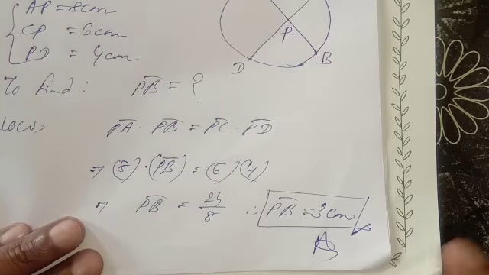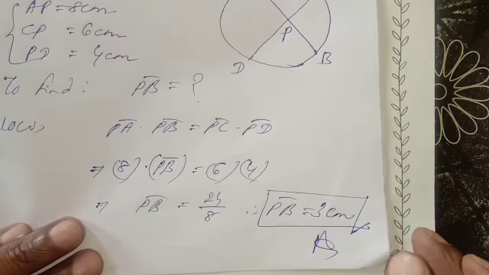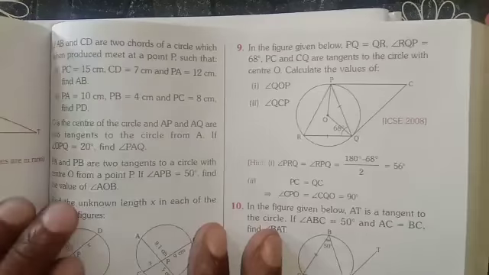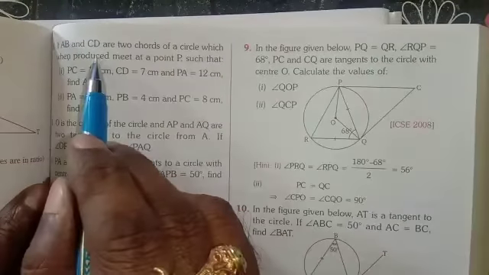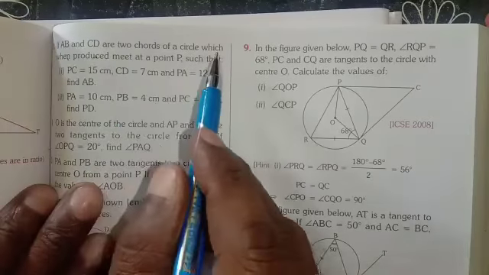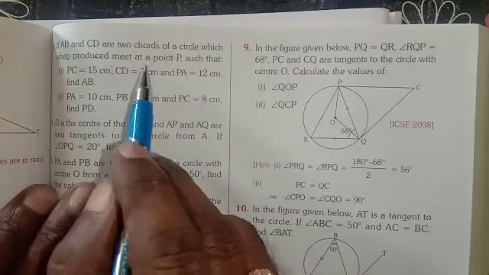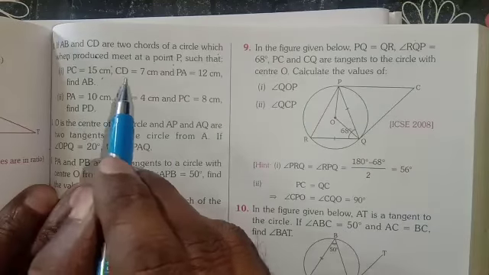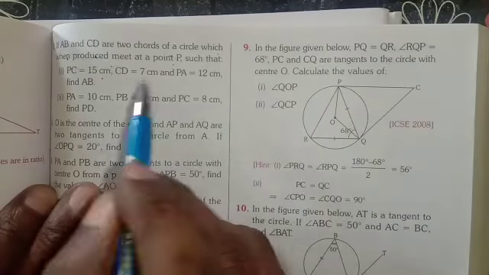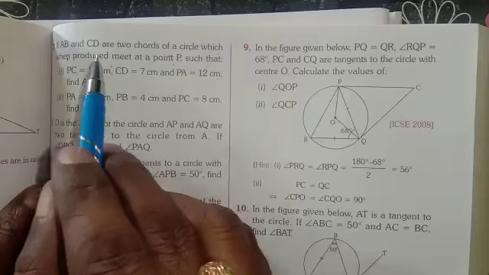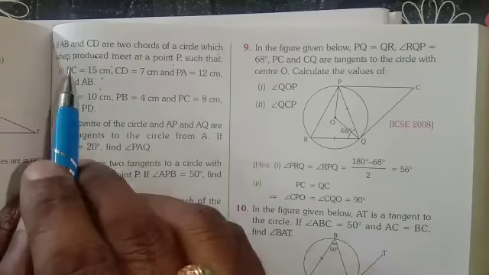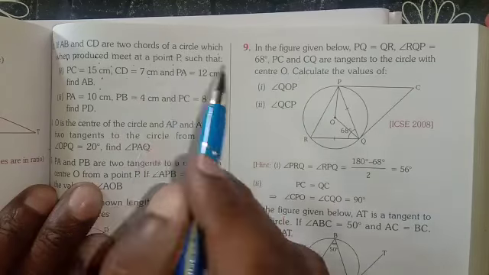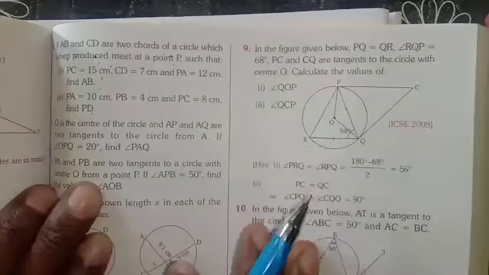Today I have completed a few questions from the chapter tangent property. Let's solve one more question. Question number 3. If AB and CD are two chords of a circle which when produced meet at a point P, meaning outside, such that PC is equal to 15, CD equal to 7 centimeter, PA given 12 centimeter, find AB. Here AB and CD are two chords of a circle which when produced meet at a point P that is outside of the circle. Second part is also given. Let me solve one by one.